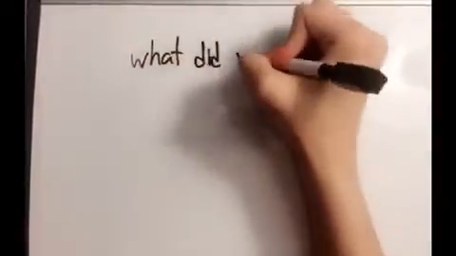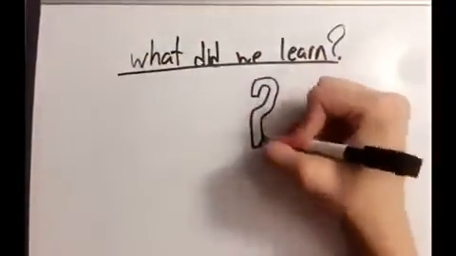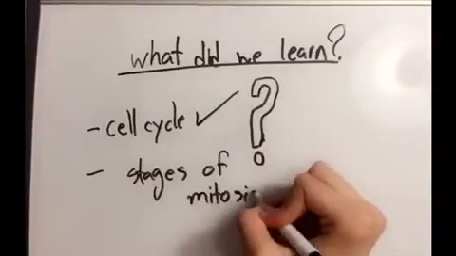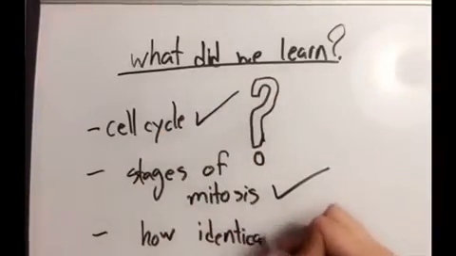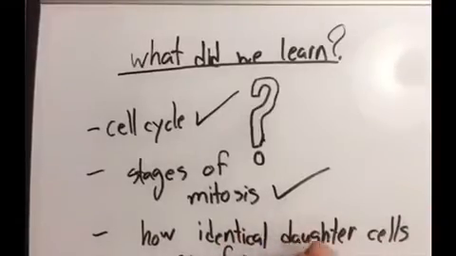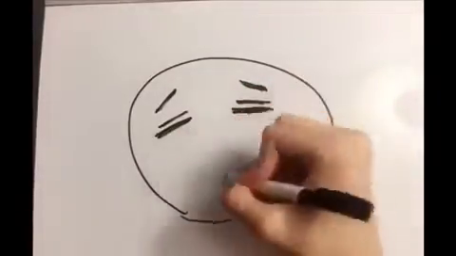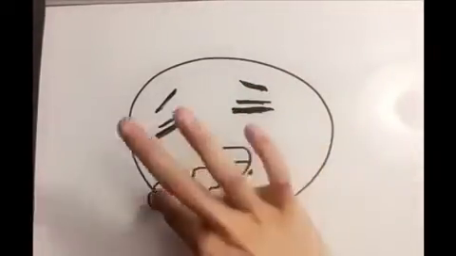What did we learn? In this video, we learned about the cell cycle and the different stages of it, the stages of mitosis, and how two identical daughter cells are formed. Now, when you get injured, you will have a sign of relief because you know that your buddy mitosis is repairing and doing its job.